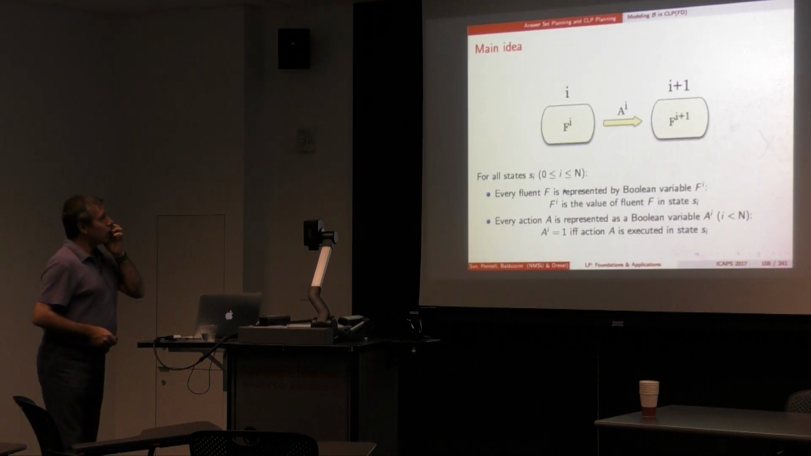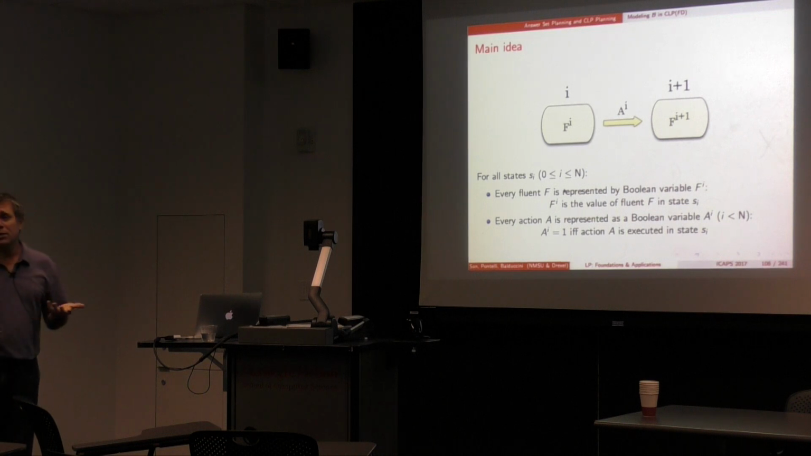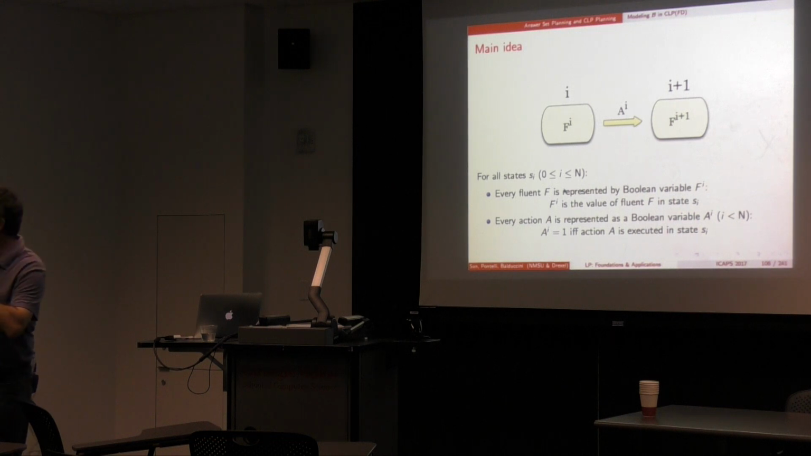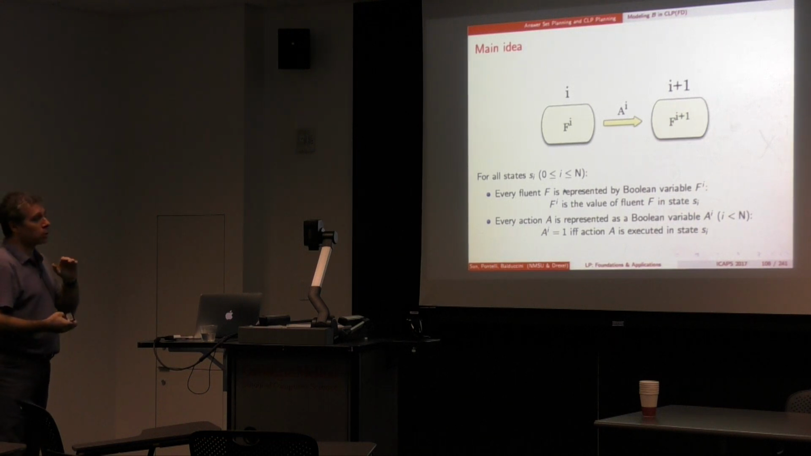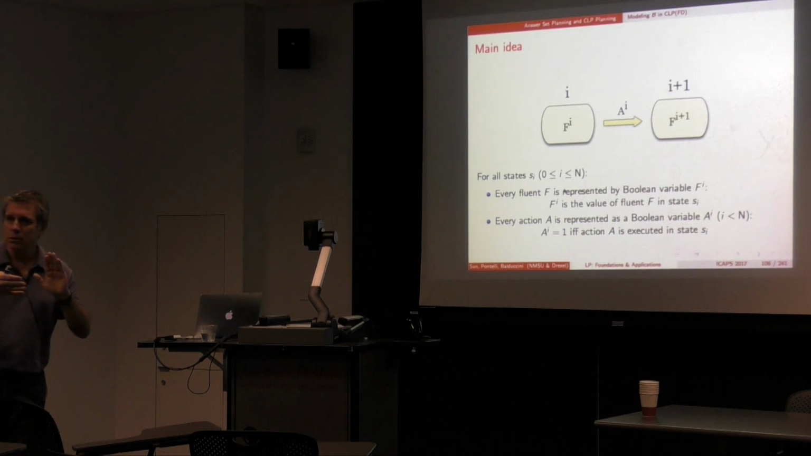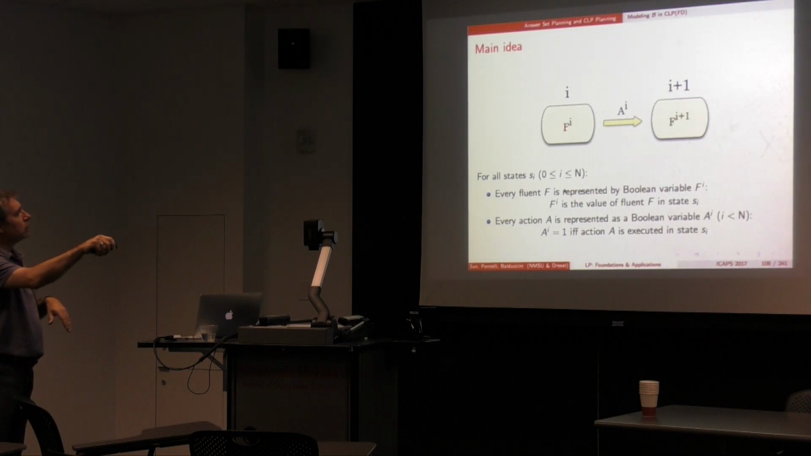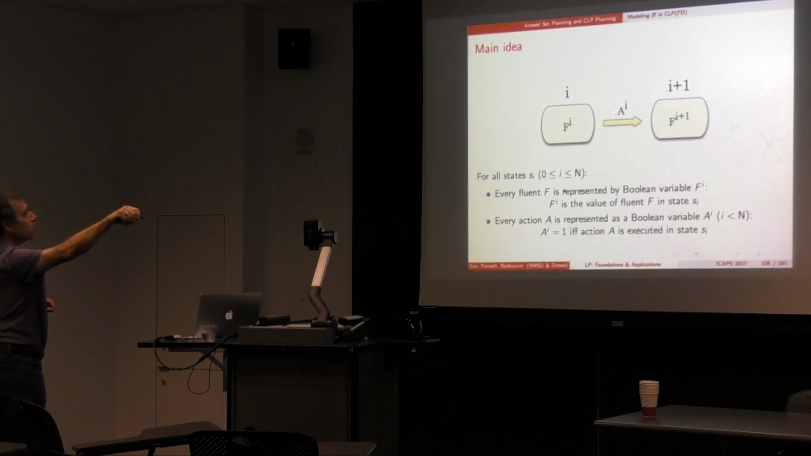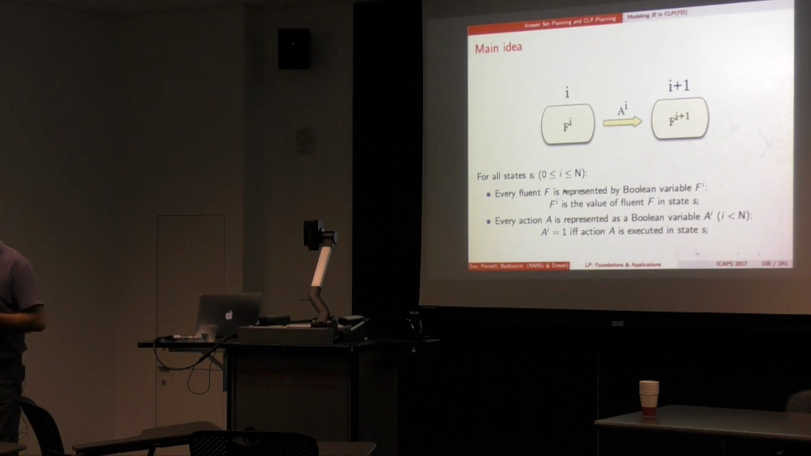So the idea of how to map a language like B to constraints is actually fairly simple. We're looking at a sequence of states, just like the encoding that we had in the case of answer set programming. We assume that we have a finite horizon, so a finite number of steps. For every fluent, we introduce a new variable that represents the value of that fluent at that particular point in time. And of course, we're going to have to connect the value of the fluent at time I with the value of the fluent at time I plus 1. Similarly, we introduce variables that represent occurrences of actions in the transitions between one state and the next state.